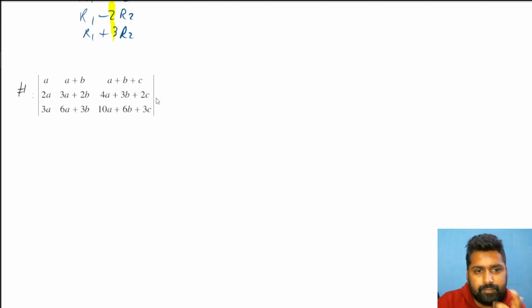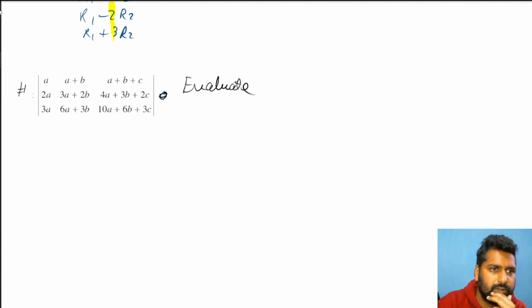Okay, and the question is evaluate again. What I see is these expressions are complicated, so I'll not try to deal with them. Instead, what I'll do is, you can see here a, this is 2a, this is 3a. So what I can do is, first should I take a common? If I want, I can, but I'll write one operation. You try to see what I'm trying to do.